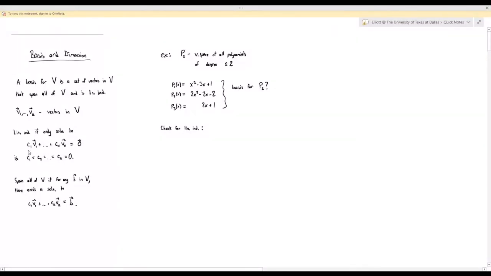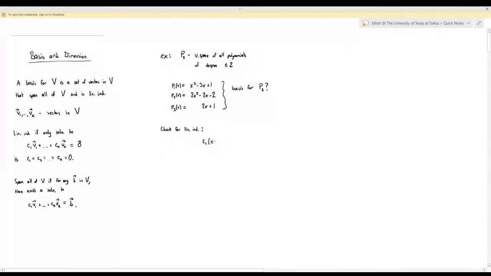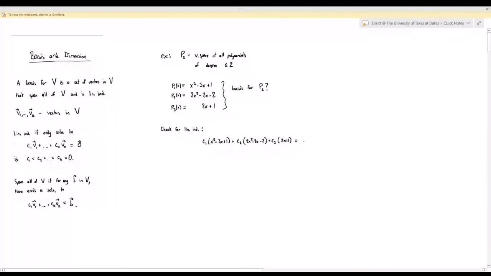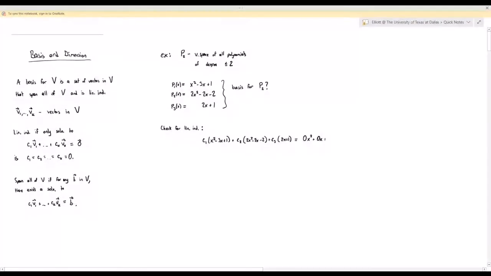So to do that, I'm just going to form a linear combination of the polynomials. So I have c1 times p1 plus c2 times p2 plus c3 times p3. And here, when you're checking for linear independence, you want to set that combination equal to your zero vector. So in P2, the zero vector would be the zero polynomial. And here to emphasize it being the zero polynomial, I'm going to write it as 0x squared plus 0x plus 0.